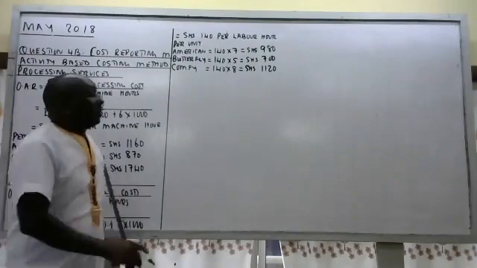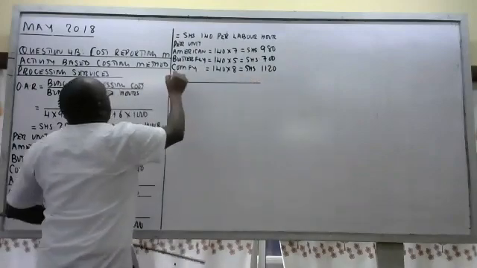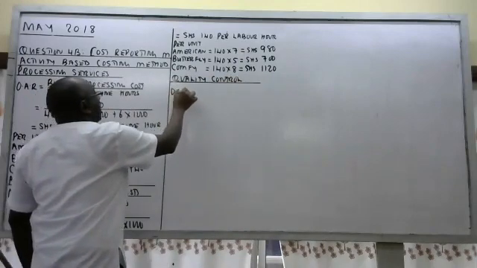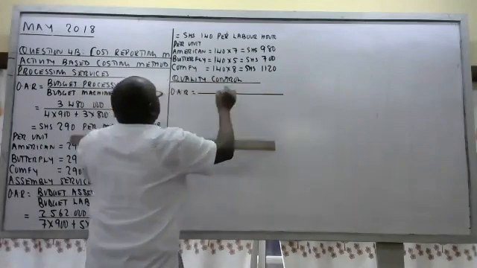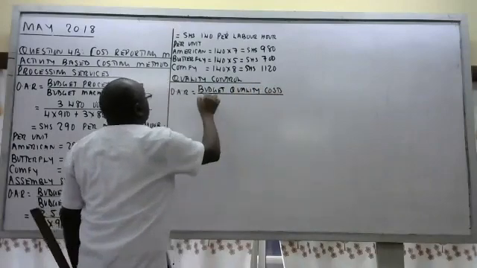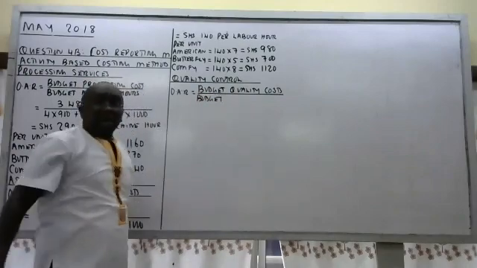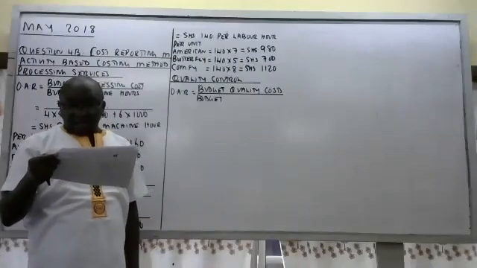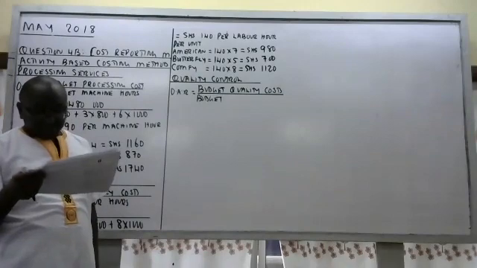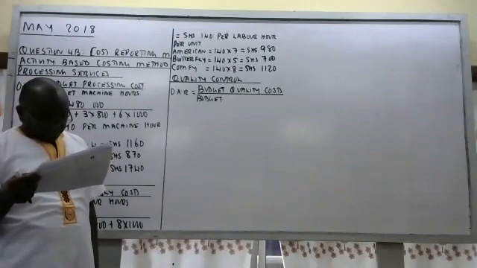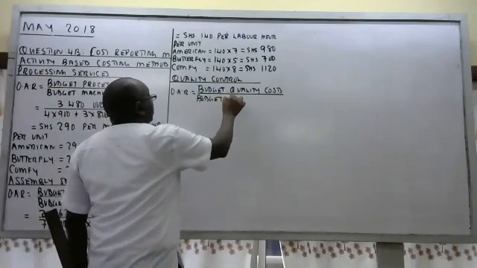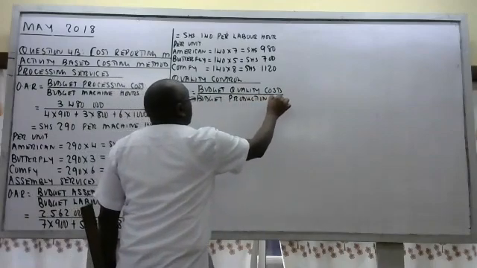The next one is quality control. So OAR will then be given as budget quality costs, you divide by budget what? Now this one, we can go by the production runs. Let us go by budget production runs.